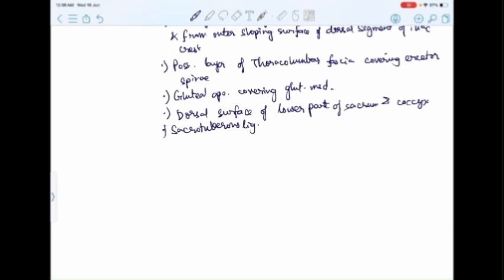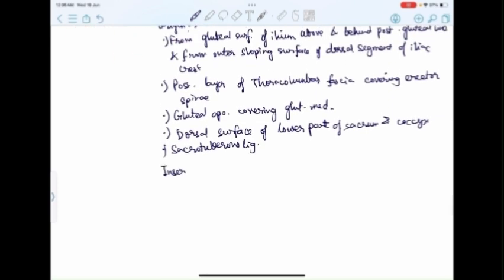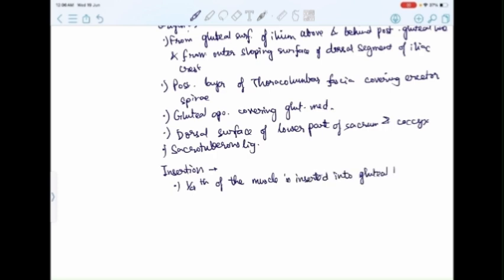Okay. Insertion. I hope we have learned a bit about the insertion from the discussion on iliotibial tract. Insertion. 1/4 of the muscle is inserted into gluteal tuberosity of femur. 3/4, the remaining 3/4 is inserted into upper part of iliotibial tract.